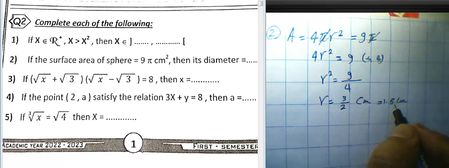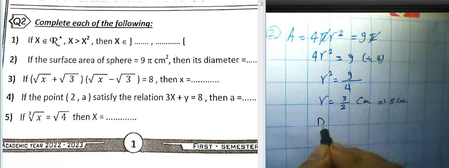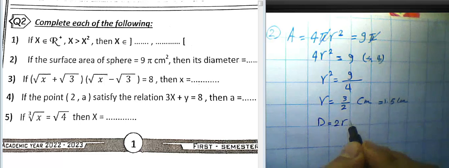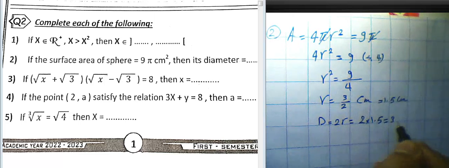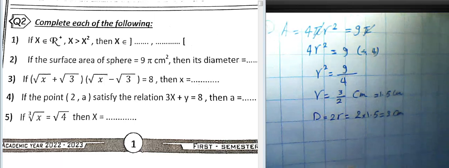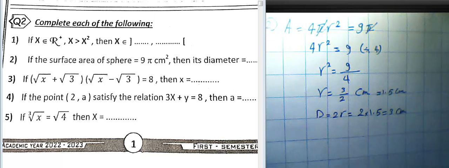And he wants, in this example, to find the diameter. We know the diameter equals 2 multiplied by the radius. 2 multiplied by 1.5, it will be 3 centimeter. Okay, it was question number 2. Question number 3.